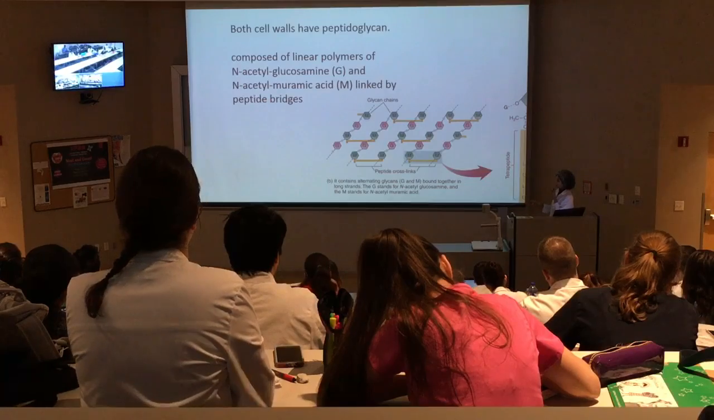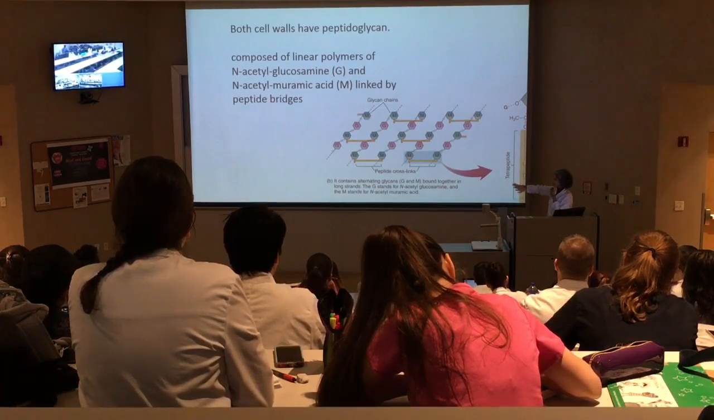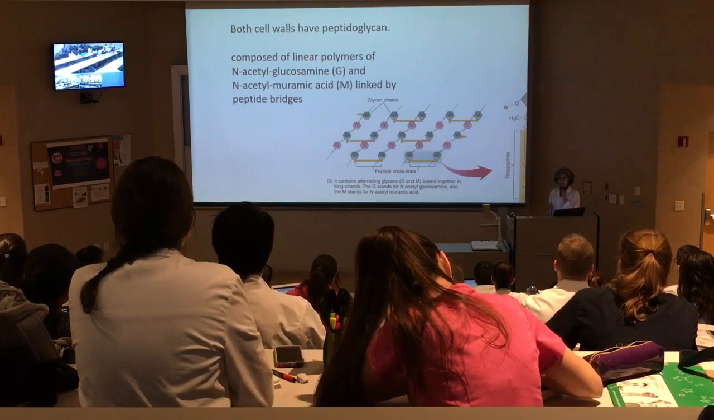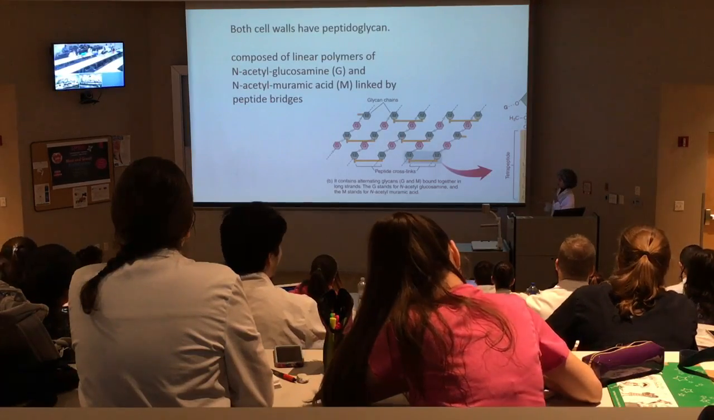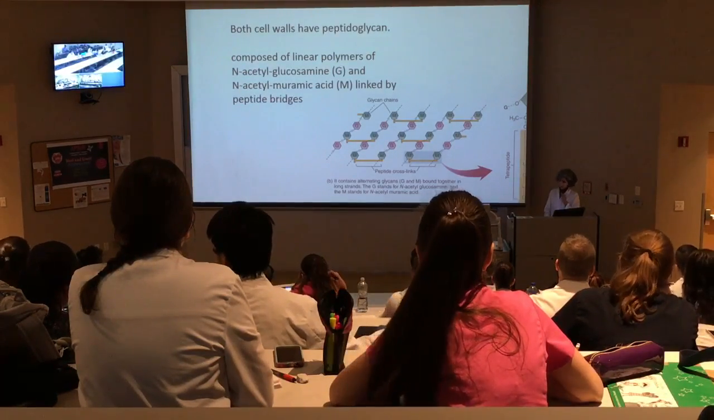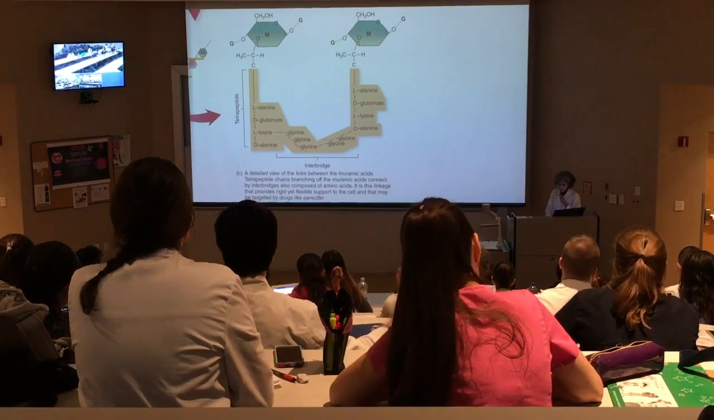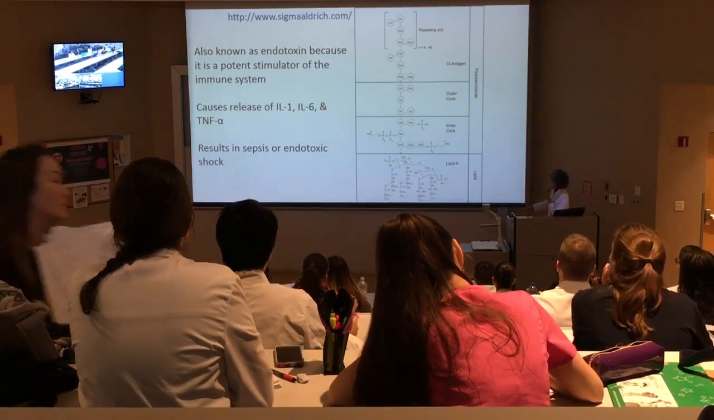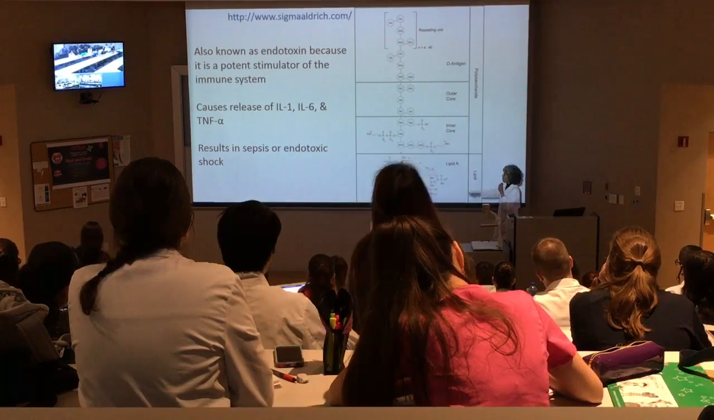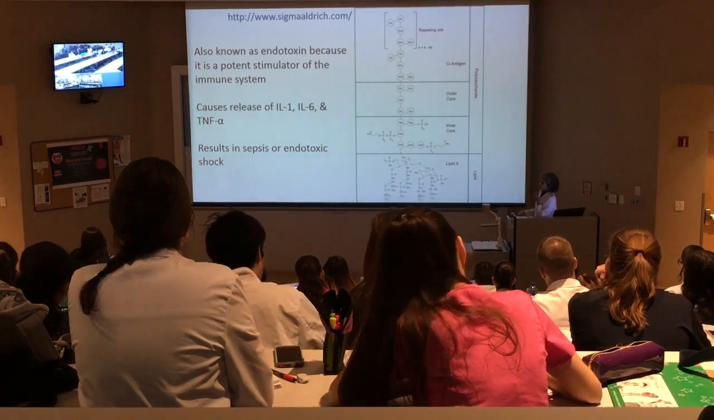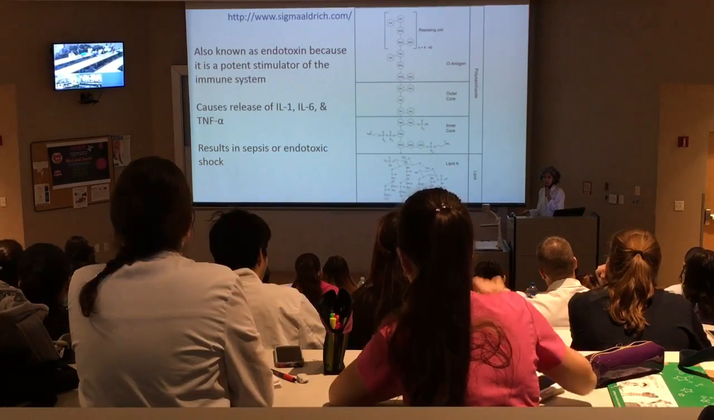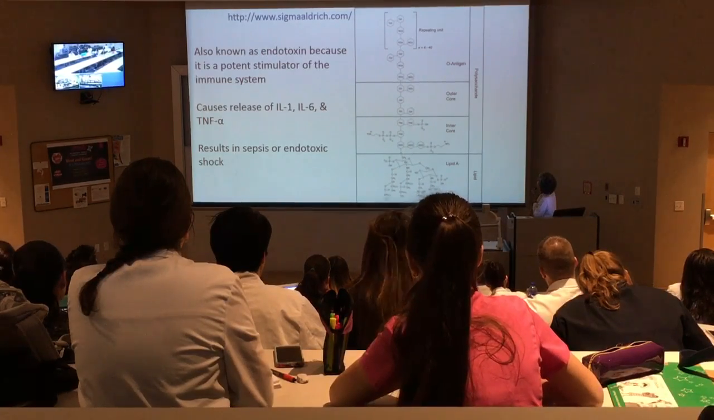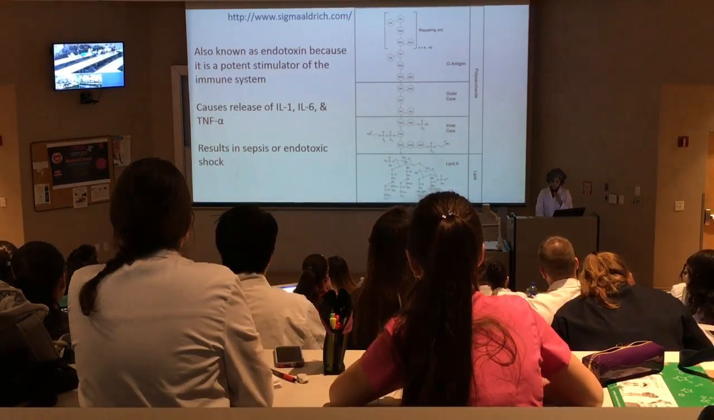Regardless, both of them have peptidoglycan, and this is composed of linear chains of N-acetylglucosamine and N-acetylmuramic acid. You all know these terms now, right? And they're linked by peptides. They act as bridges between the polymers, and it adds to the heavy cross-linking that you see in peptidoglycan. The lipid moiety is the one responsible for endotoxic shock. Basically, it potently stimulates the immune system, and it results in other immune players rushing to the scene. Okay? So that's your LPS.